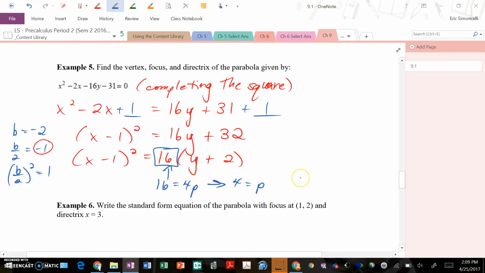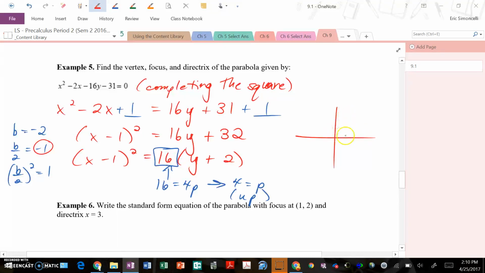And because p is equal to 4, that being a positive number, we know that it opens up as opposed to down. Certainly it's not a right or left opening parabola because x and now y is squared. So we know it opens up, and we can graph this. I think graphing is really a smart thing to do from here. Again, I'm not going to be particularly precise necessarily. I don't have to be in order to decipher my vertex, focus, and directrix.